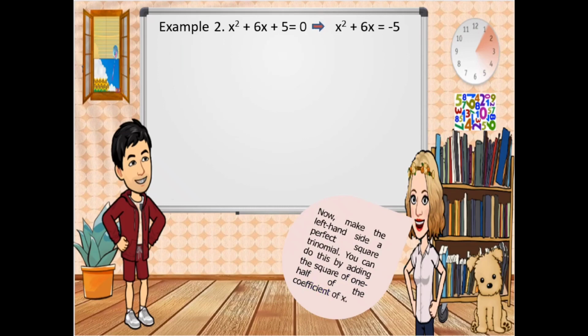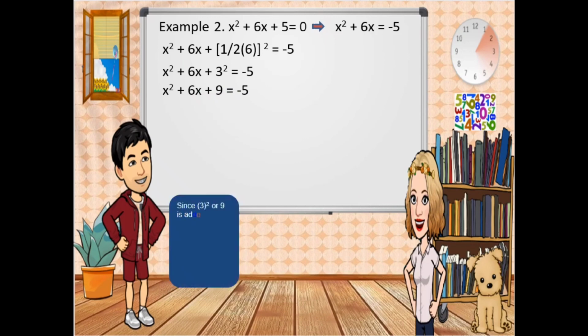Since the coefficient of x is 6, we have x squared plus 6x plus (half of 6) squared is equal to negative 5. Half of 6 is 3, so we have x squared plus 6x plus 3 squared is equal to negative 5. Since 3 squared is 9, we have x squared plus 6x plus 9 is equal to negative 5. Since 3 squared or 9 is added to the left side, 3 squared or 9 must also be added to the right side by the addition property of equality.